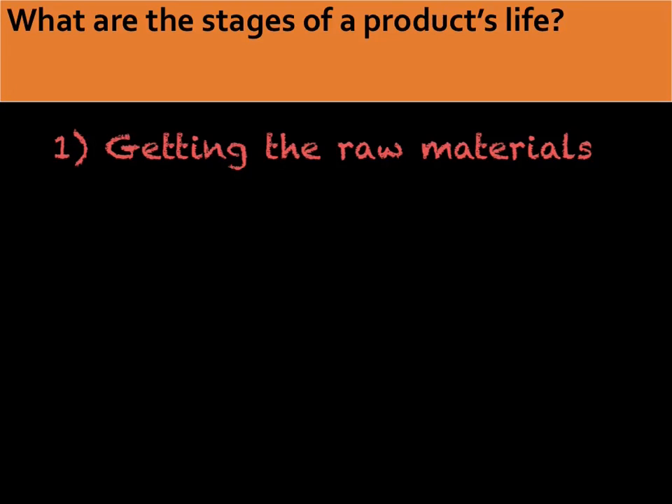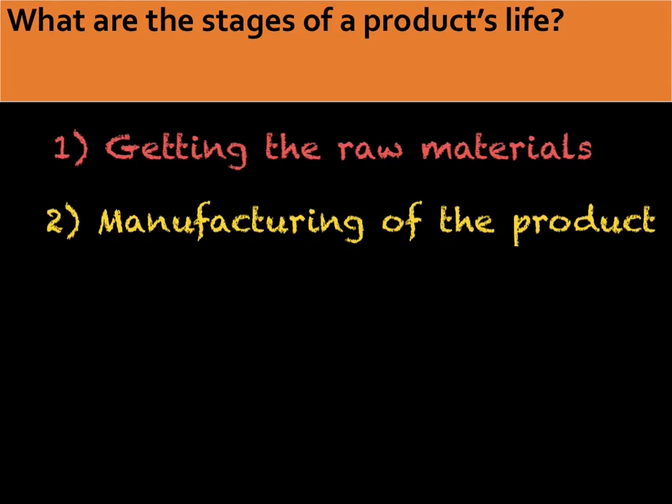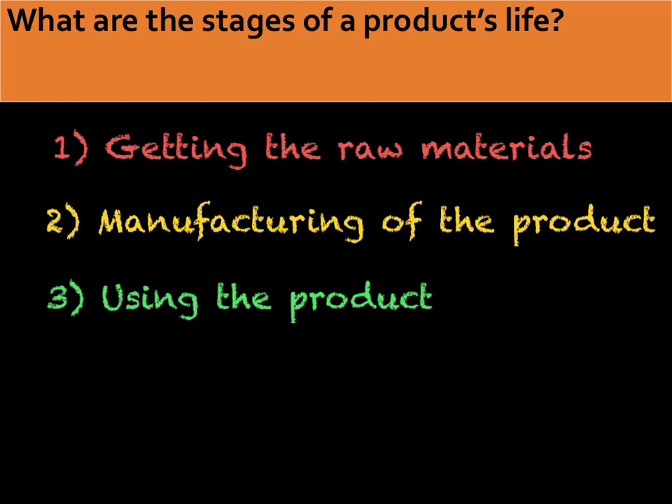We then need to think about the manufacturing of the product. In this, we need to think again about the amount of energy we're using, the amount of pollution that we're making, and any waste products that are made during the manufacturing. We then need to think about using the product. During the use of a product, it might be that it's a product that's burnt to release greenhouse gases. It could be that it needs to be cleaned regularly using other chemicals.